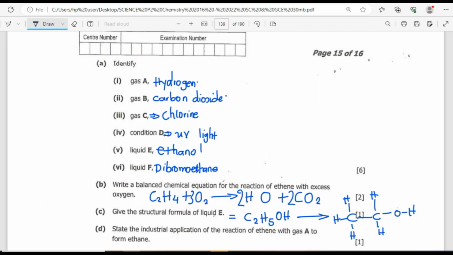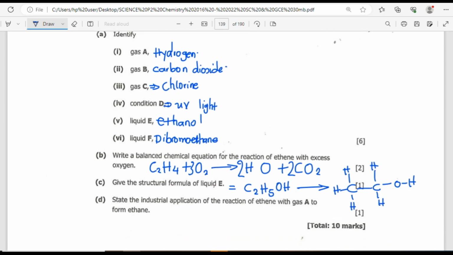State the industrial application of the reaction of ethene with gas A. So gas A, we said, is hydrogen. So what happens if we add hydrogen to ethene? We form an alkane. So the industrial application is the manufacturing of margarine. That's why one of the uses of hydrogen is to manufacture margarine.